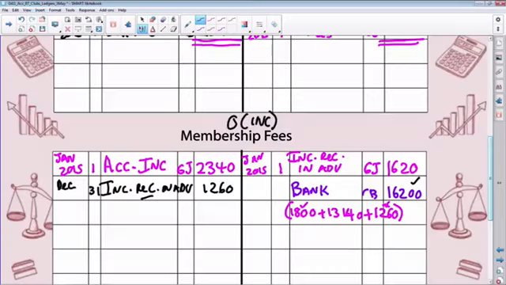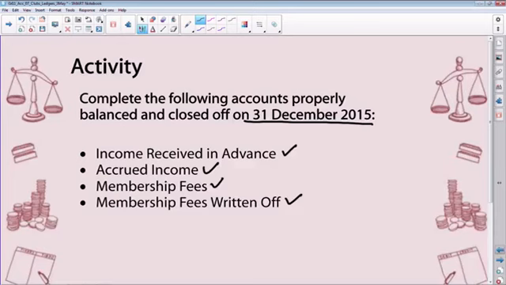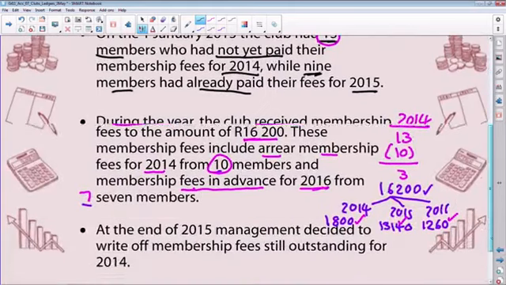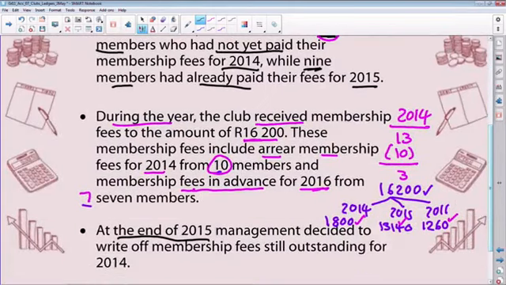Okay, right, so I've sorted out my bank total. Now let's go back to the next transaction that is given to us. At the end of 2015, management decided to write off membership fees still outstanding for 2014. In this case, maybe the word management is not appropriate. We can maybe change that to the treasurer, the guy that handles all the money, or the secretary, or maybe it was a joint decision between the secretary, treasurer, and the chairman. So they decided to write off membership fees that were still outstanding for 2014.